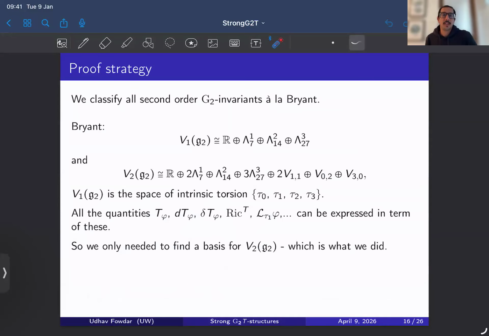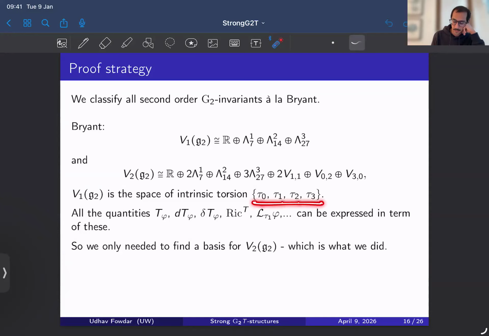Okay, so let me tell you a little bit about how we prove this result. The way we prove this result is by looking at something that Robert Bryant did. He used it in the case of some G2 structures, but he didn't do it in this strong case, and this is what we did. What Robert had shown is that whenever you have an H structure on a manifold, there's some differential invariant associated to the space. So in this case of G2, the space of first-order invariants is what is known as the intrinsic torsion. So the intrinsic torsion has 4 terms.